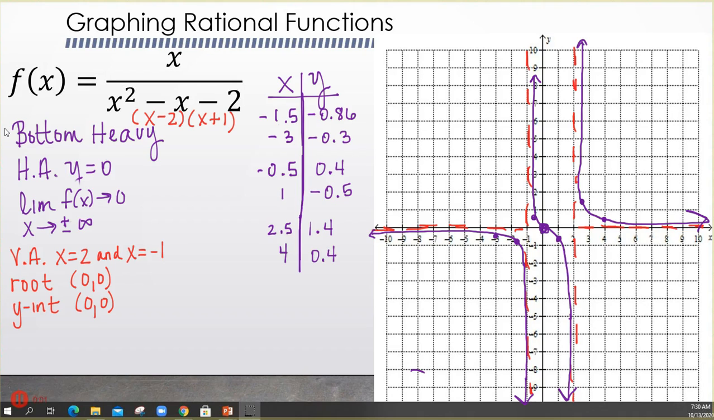So now let's look at our domain and range. For the domain, because of the two vertical asymptotes, we have two places where x is undefined, so we need to break it. So we start at negative infinity. It goes, but it cannot cross this line. So negative infinity to negative 1, union, negative 1 to 2, union 2 to infinity.